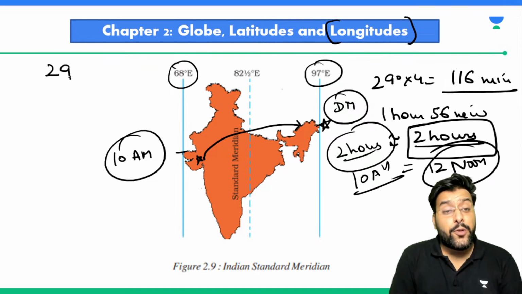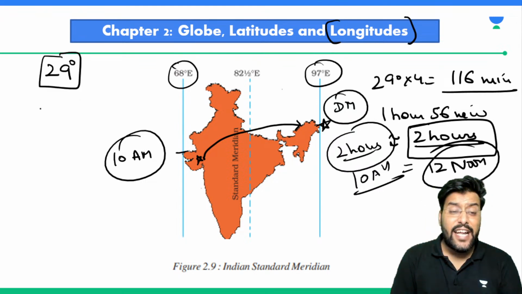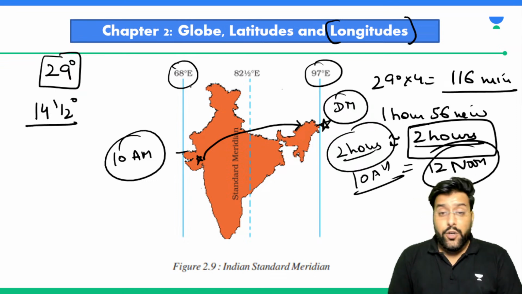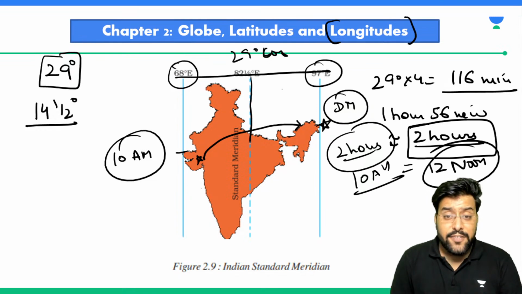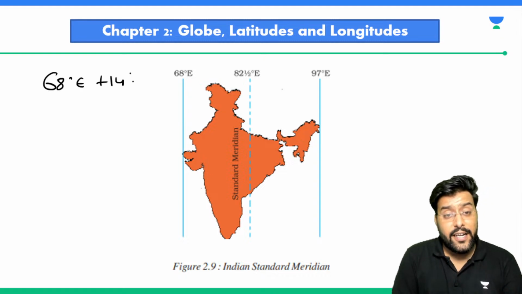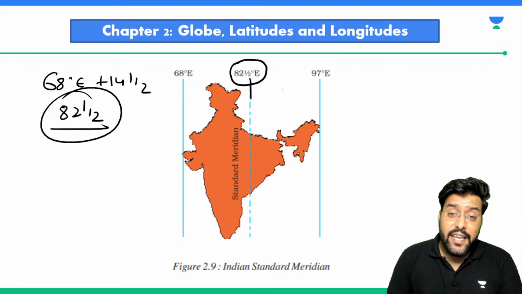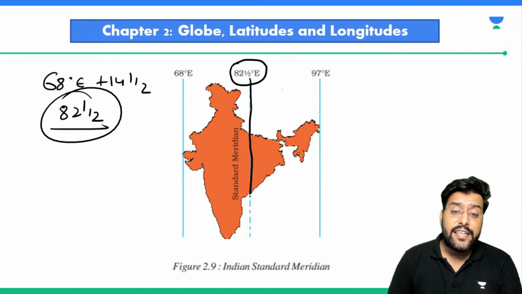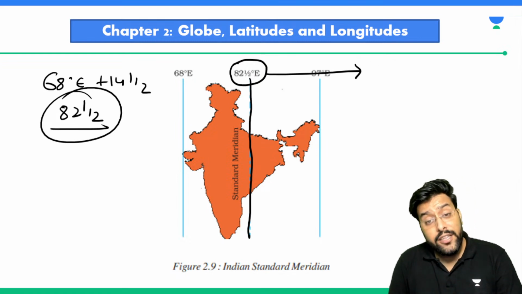When the total longitudinal difference was 29 degrees, what is the mid of 29? So we decided to consider the mid of these 29 degrees, that is 14.5 degrees. So in this whole extent of 29 degrees of longitude, the mid longitude is 14.5 degrees. What will that be? 68 degrees east plus 14.5 degrees. How much will it be? 82.5 degrees east. So it was decided that this 82.5 degrees east will be considered as the standard for calculating time for all the regions of India.